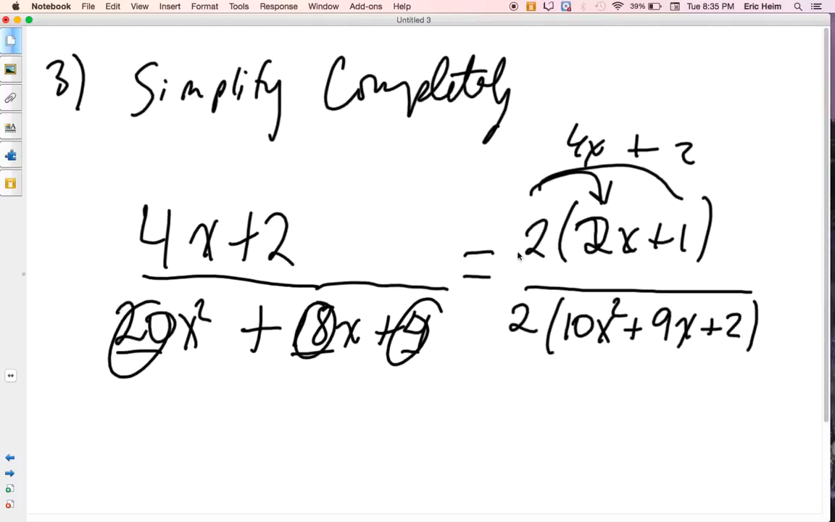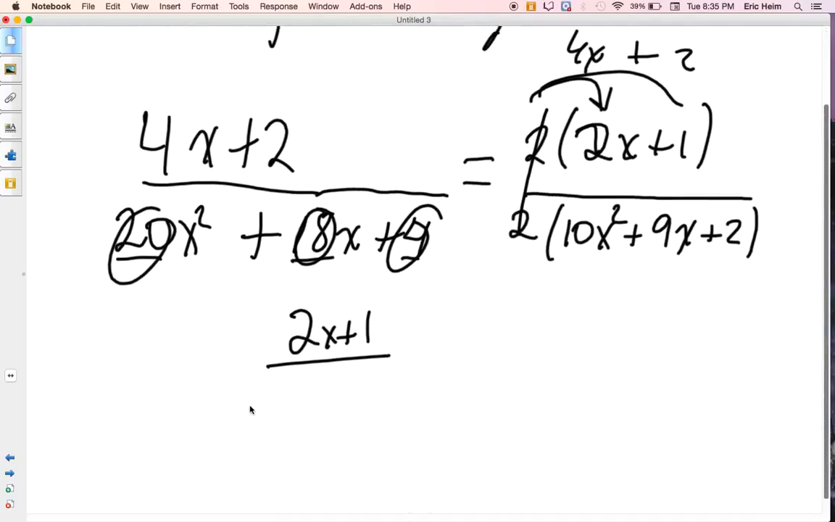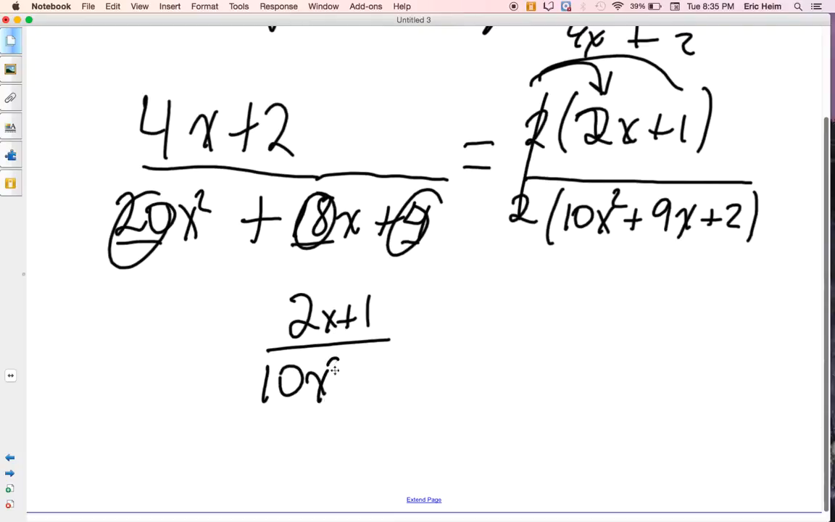Now, maybe we can factor more out, but I don't think there's a factor of 2 here, but this is 9. And so I don't think we can factor anything else out of the number parts. Okay, so now we have 10x squared plus 9x plus 2 on the bottom, 2x plus 1 on the top. We can cancel that out, cross it out, divide through, and this gives us 2x plus 1 on top, divided by 10x squared plus 9x plus 2 on the bottom. Okay.